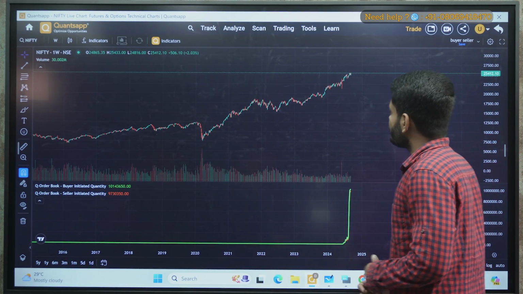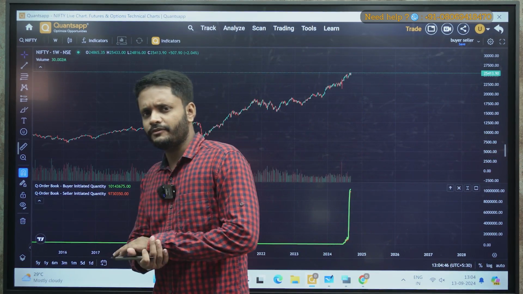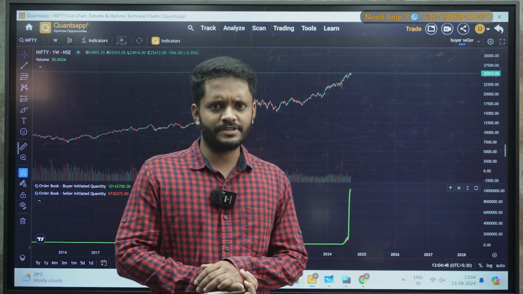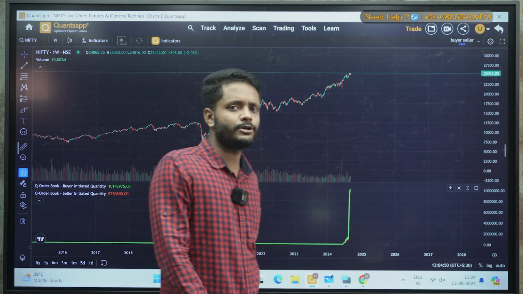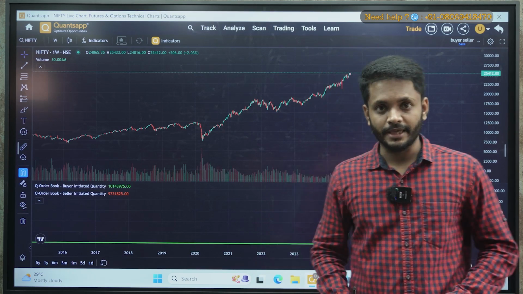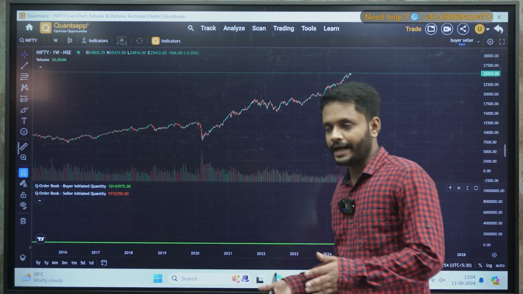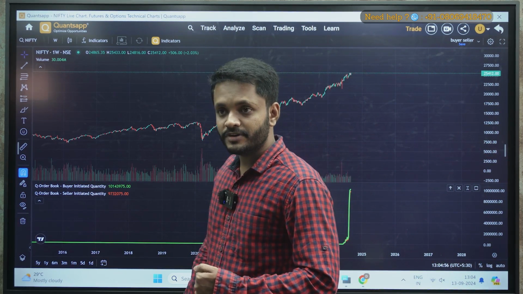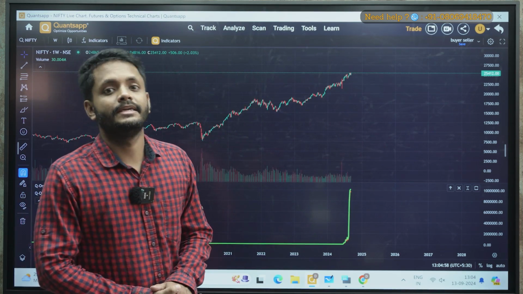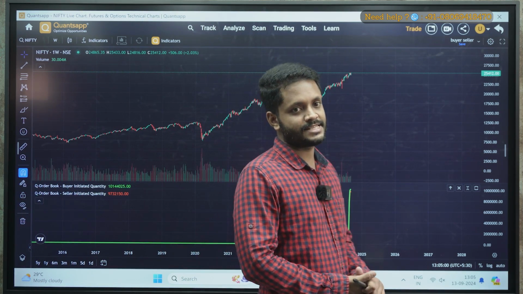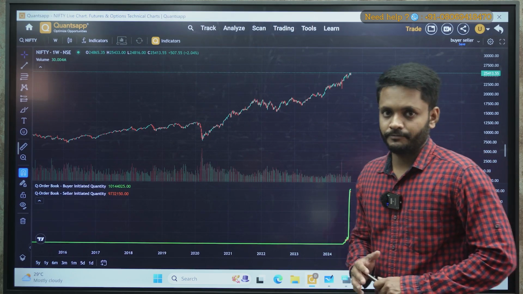So for the next upcoming 4 to 5 years, we can say 45 odd levels we can expect, that is approximately 80 to 90%. So for me, if you ask me whether it is the right time to go for a long-term investment, I would probably say yes. Still we have the steam left in Nifty.